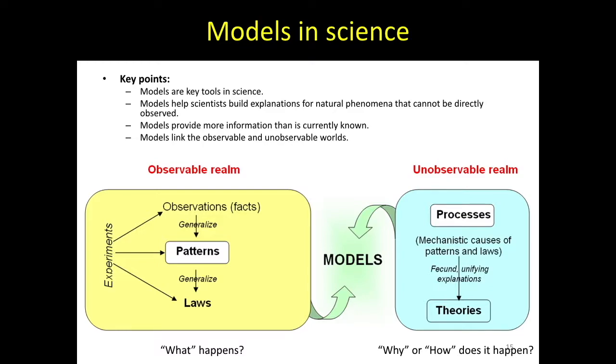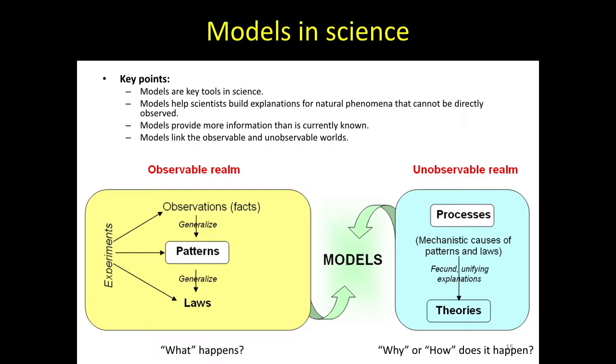So a key point about models in science is that they're very, very important tools that allow us to do many things. And much of science actually involves model building and testing. That's what many scientists do in their careers. Models help scientists build explanations for natural phenomena that cannot be directly observed. Again, if we look at the diagram below, we can see that on the right hand, processes or the mechanisms that cannot be directly observed are linked to theories. And these processes and theories are represented and linked to the observable world through models.